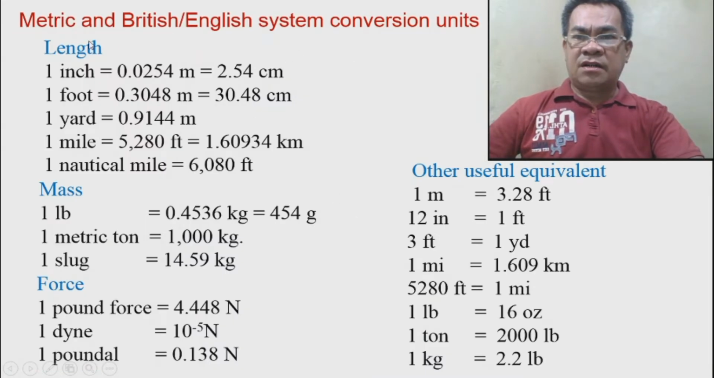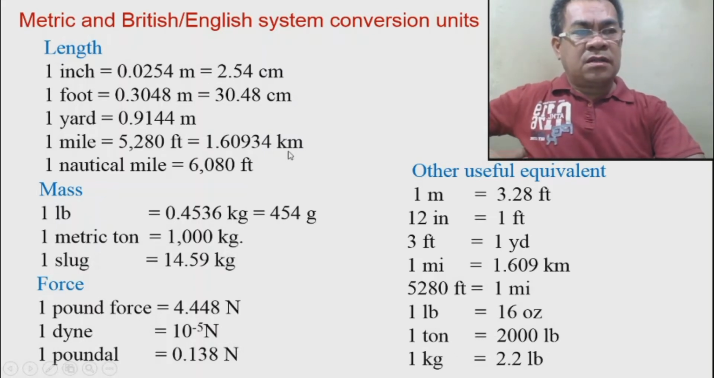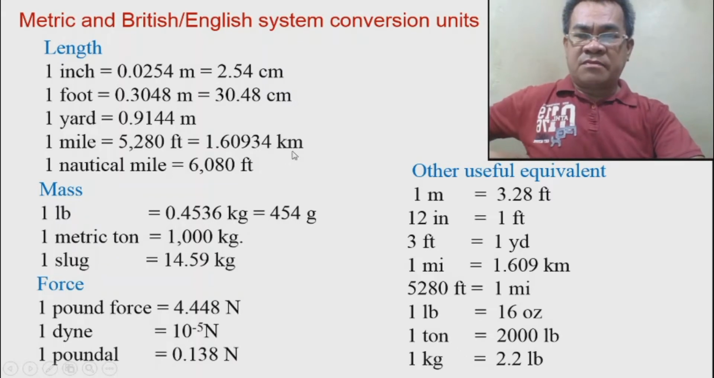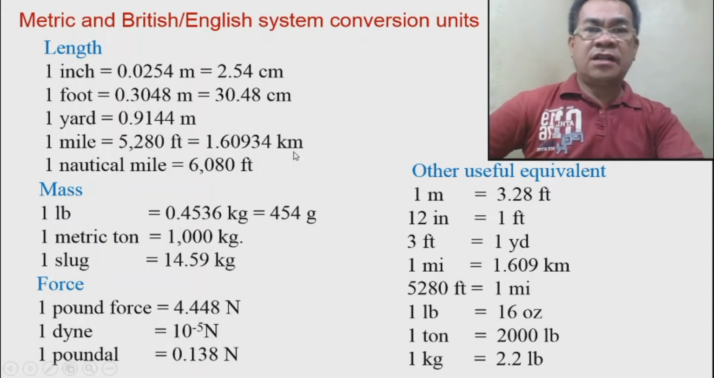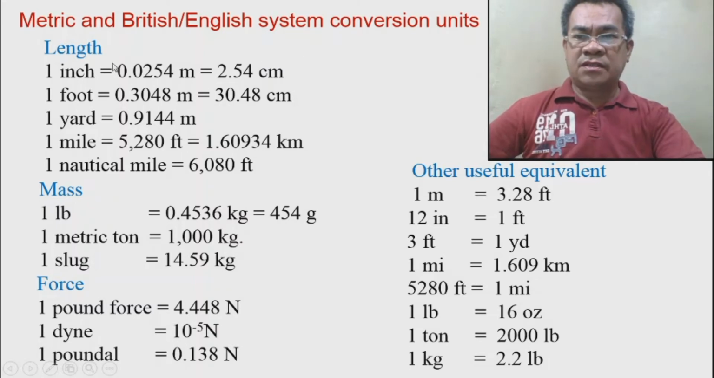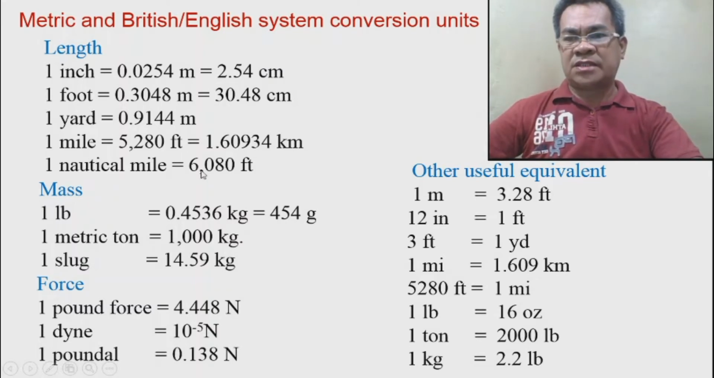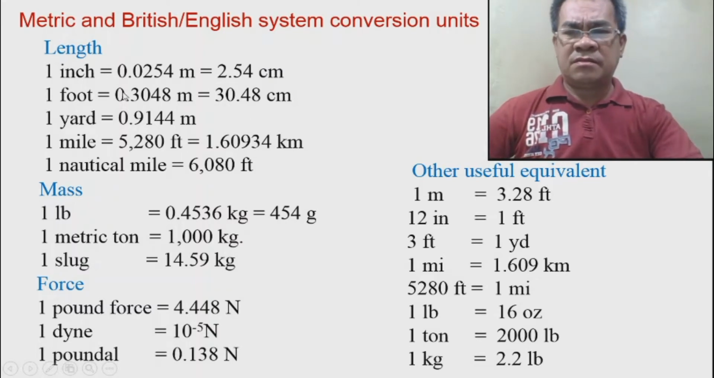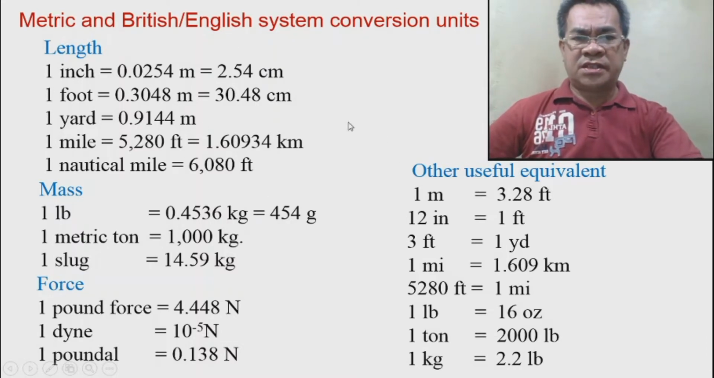Now, these are also very important in terms of conversion because, okay, we are using the SI, but there are problems that involve the English system. So, with that, you have to memorize the very important basic conversions. These are basic. For example, 1 inch is 2.54. This is English system, and this is CGS system.